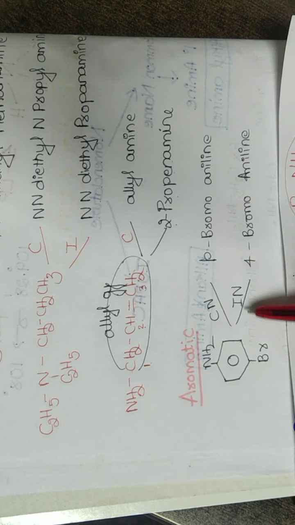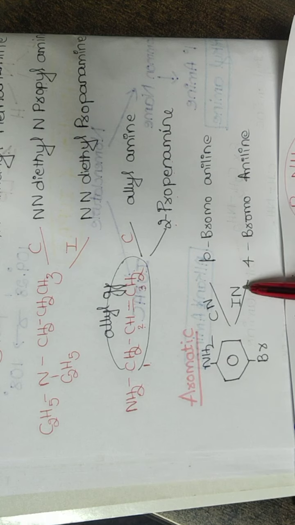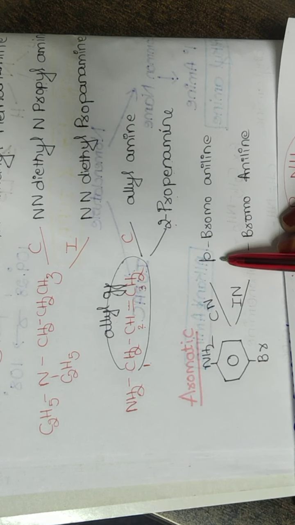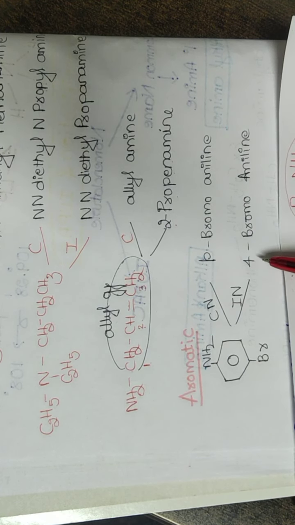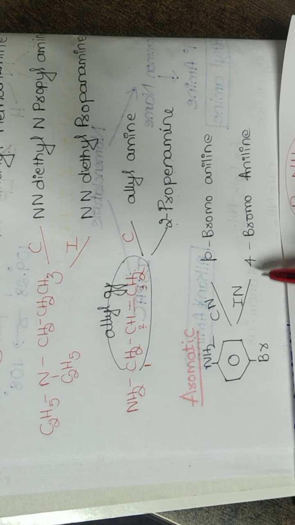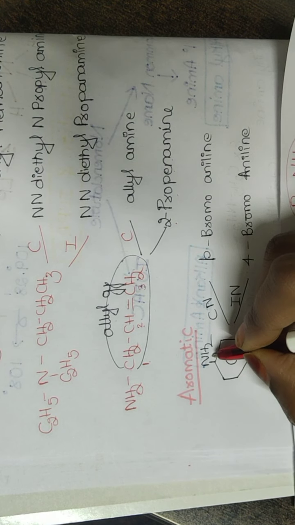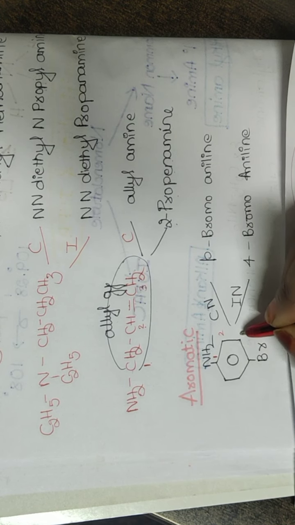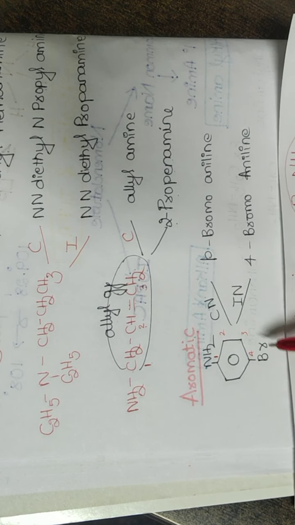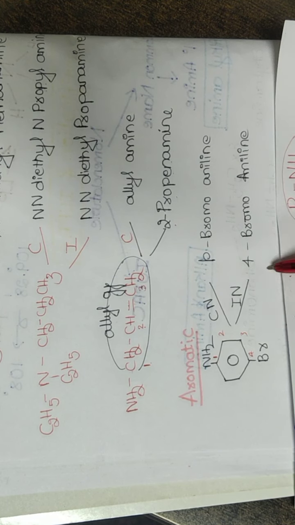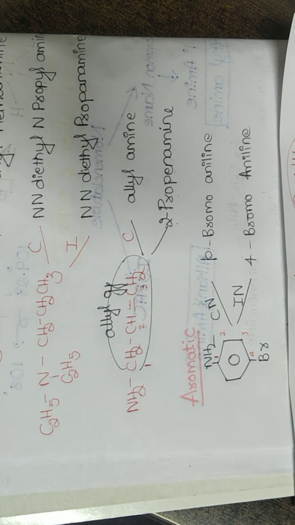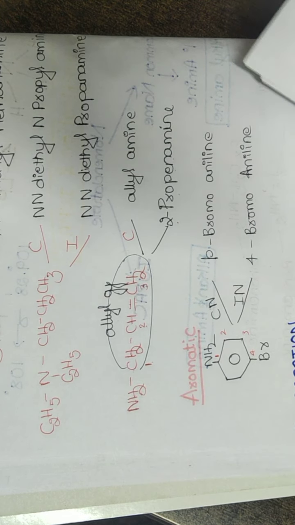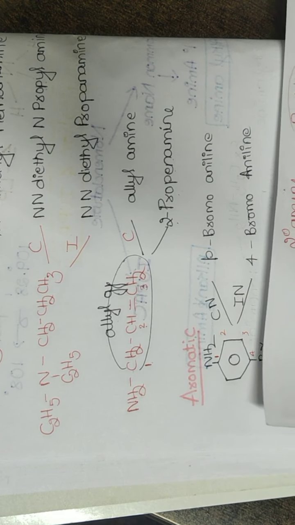So therefore it is para-bromoaniline. Whereas in the case of IUPAC nomenclature, we don't use the words para, ortho, meta and all. We will be using the position numbering. So if I start numbering from the functional group NH2, bromine is bonded at the 4th carbon. So it is called 4-bromoaniline. So this is regarding the IUPAC nomenclature of amines.